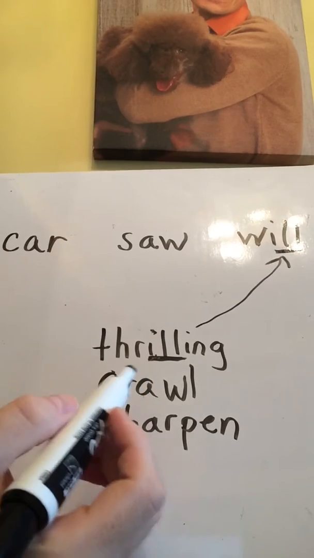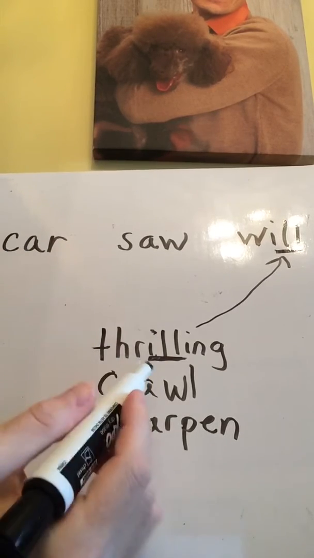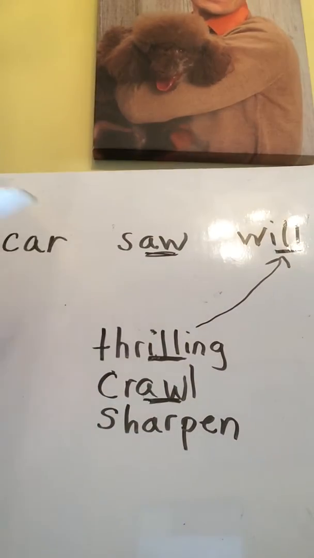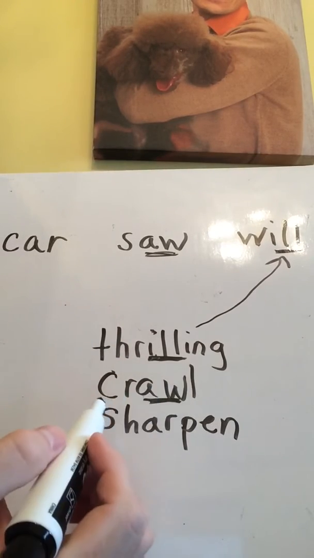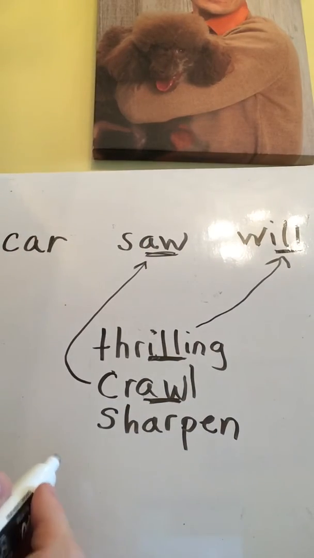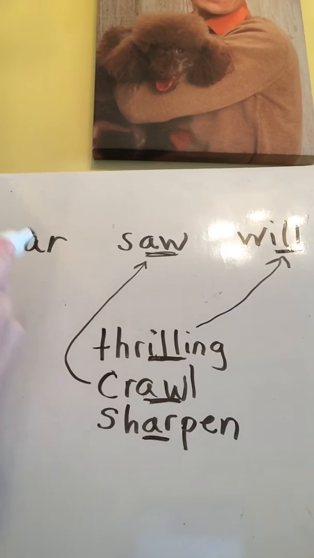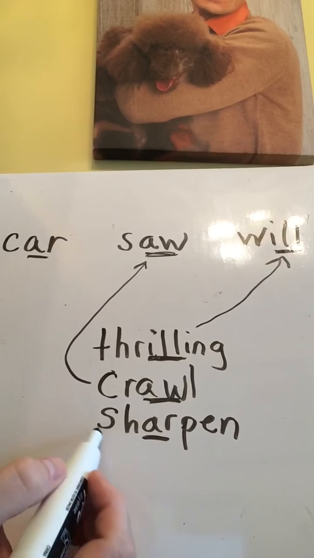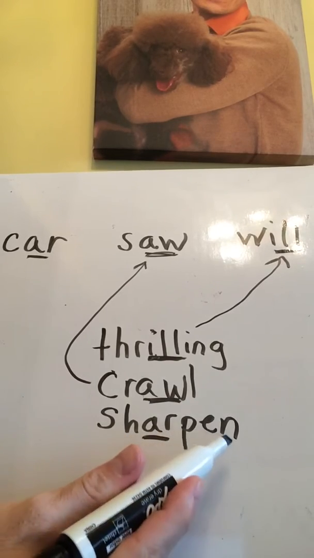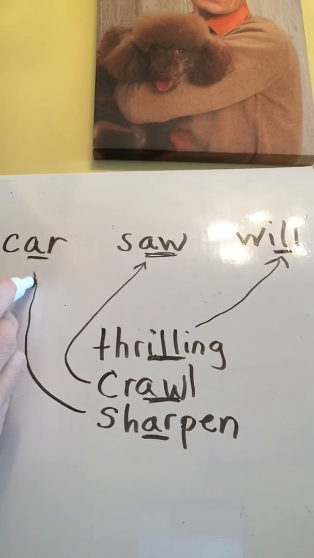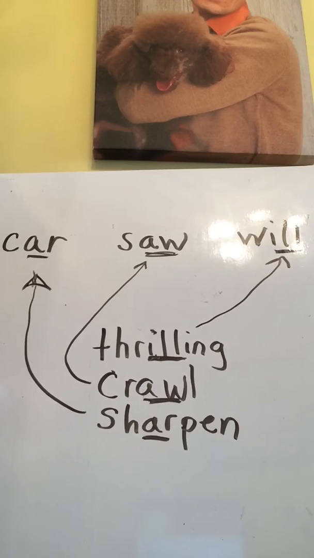The next word, what part do I see that's like one of the words at the top? I see the A-W, like in saw, all. So maybe this says all down here, all. Crawl. So the word saw helped me read crawl. How about this last one? I see the AR like in car, R. So this might say R, R, pen, sharpen. So car helped me read that big tricky word, sharpen.